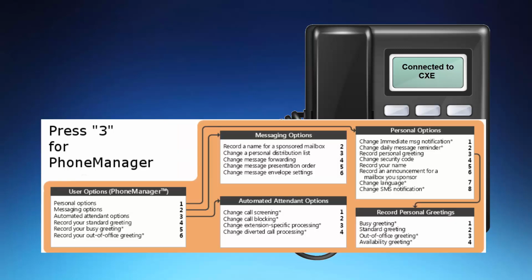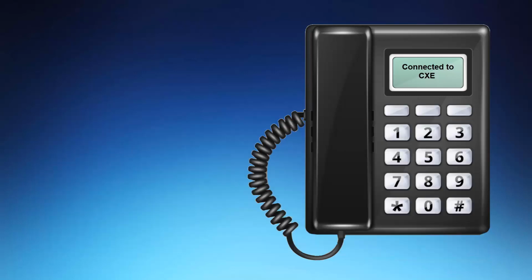To change mailbox options, you press 3, followed by a 1 for your personal options. To record a password, you press 314, and then we can simply change our password.